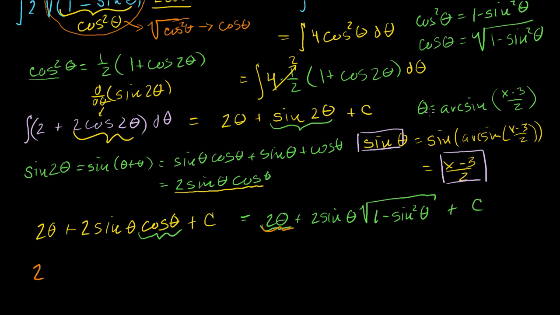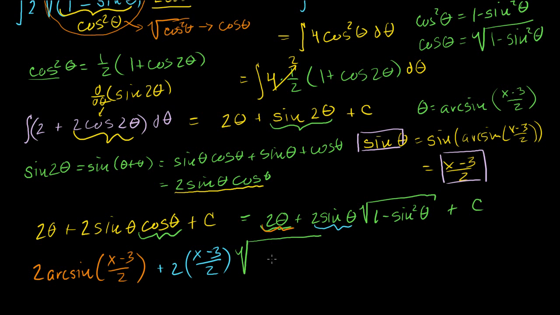We can't escape the arc sine. If we just have a theta, we have to say that theta is equal to arc sine of x minus 3 over 2. And then we have plus 2 sine of theta. Well, that's plus 2 times sine of theta, which is x minus 3 over 2. So 2 times x minus 3 over 2. And then all of that times the square root of 1 minus sine of theta squared. What's sine of theta? It's x minus 3 over 2 squared. And of course, we have a plus c.